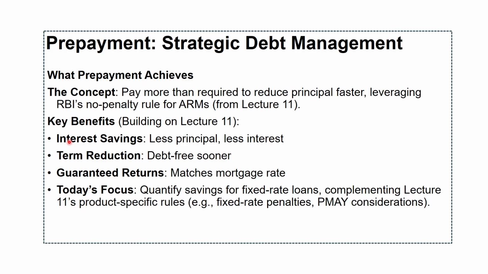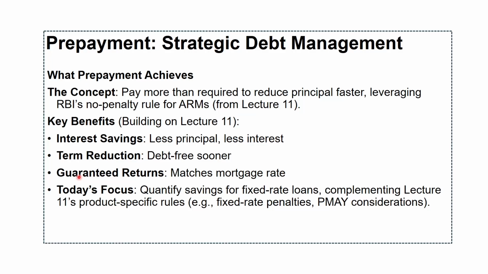right? Shorter loan terms and guaranteed returns matching the mortgage rate, unlike volatile investments. So, in lecture earlier where we covered product specific prepayment rules, like 1 to 2% penalties for fixed rate loans. But today we are trying to quantify savings for fixed rate scenarios, complementing those insights.